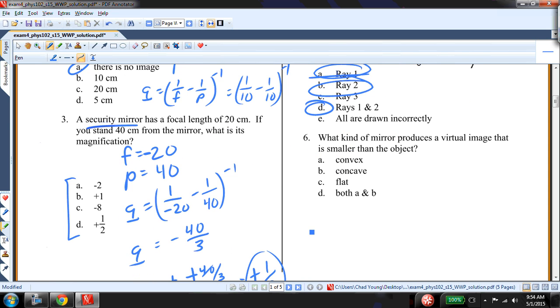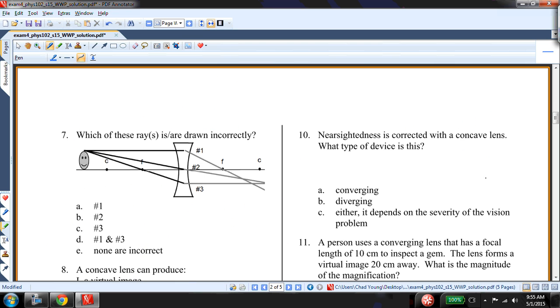What kind of mirror produces a virtual image that is smaller than the object? What kind of mirror? That's a convex mirror. That's like a security mirror where you're out here and you look really small.